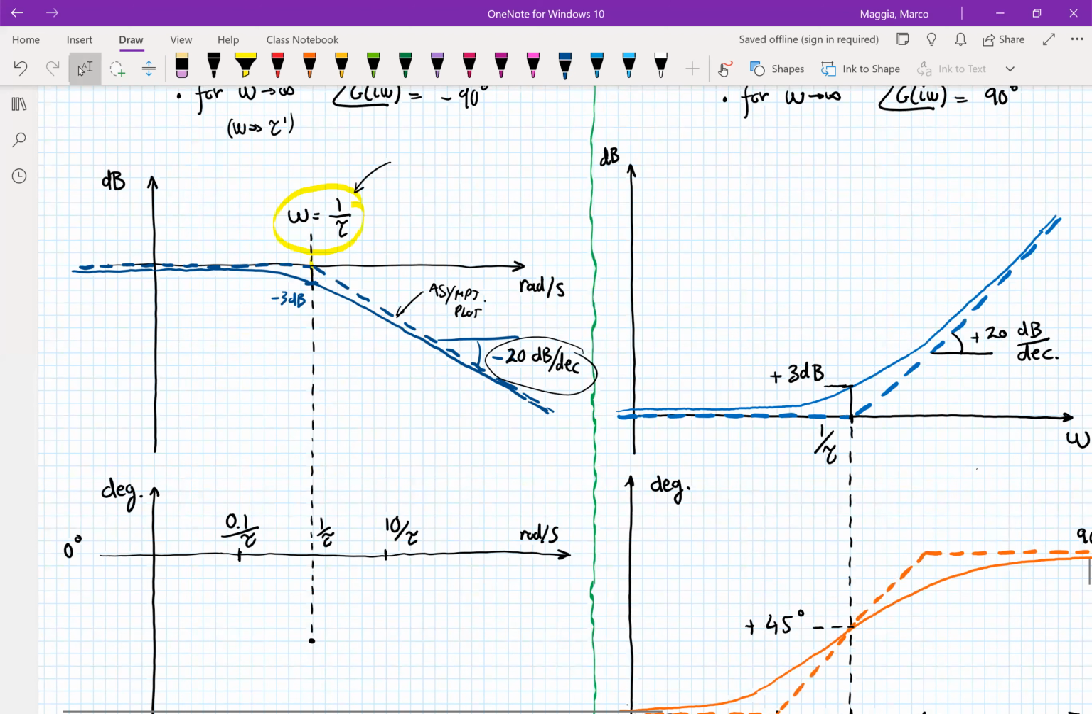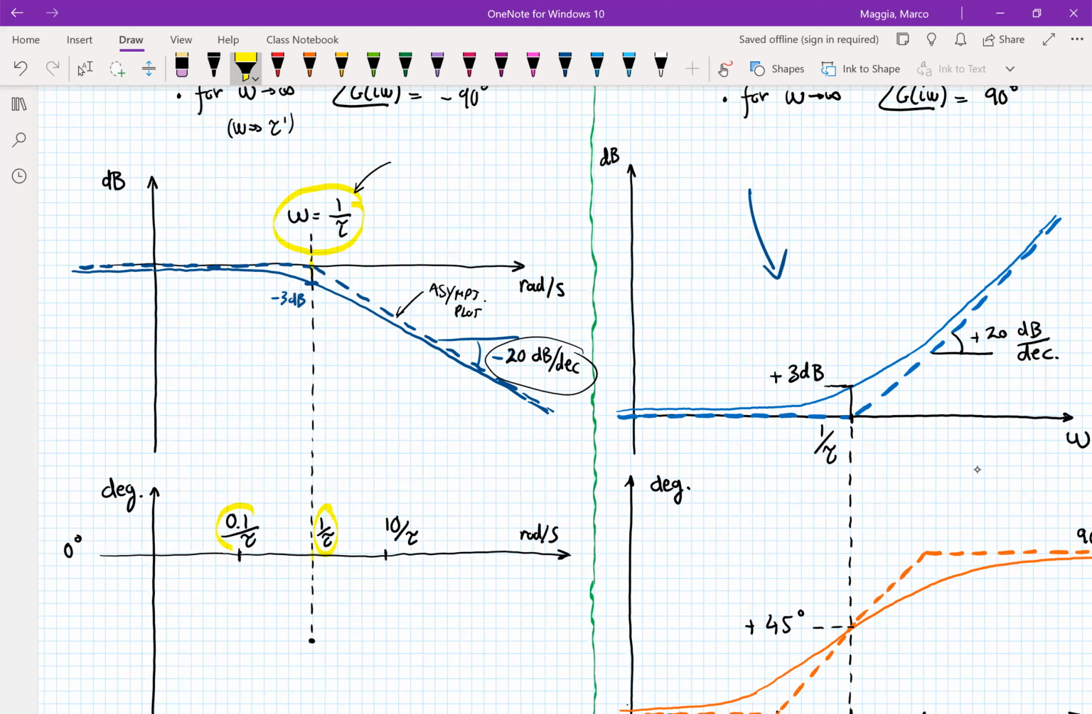And of course, if you take a look at the contribution of the real zero, we have exactly the same thing, but it's just flipped with respect to the x-axis. Now, something similar can be done with the phase. So what you want to do now is always mark the cutoff frequency, but you have to do one extra thing when you're drawing the Bode plot in terms of phase.